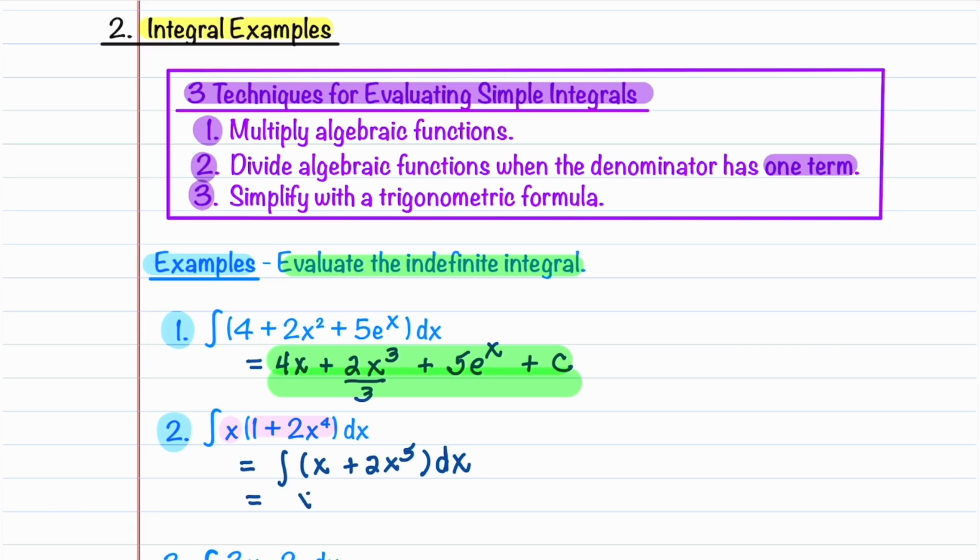The integral of x is x squared divided by 2, and then we have a 2 times the integral of x to the fifth, and that's x to the 6 over 6 plus c. Now we just have to simplify this. This is x squared over 2 plus x to the 6 over 3 plus c.